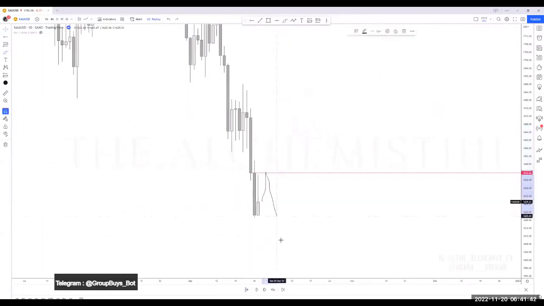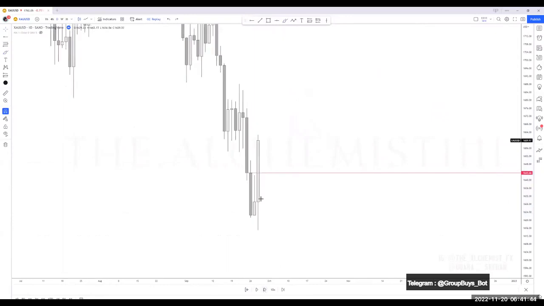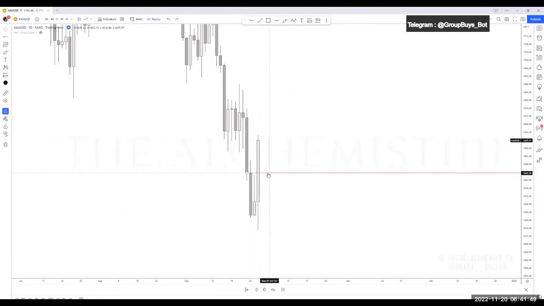If price comes here, we're expecting it to drop. But what happens? Now it is broken. So once the resistance is broken, same exact logic. What will it turn into? It will turn into a support, right? Yes, it will turn into a support.